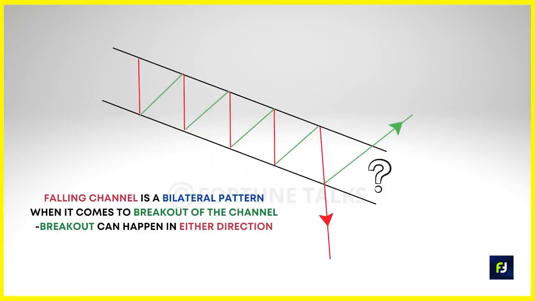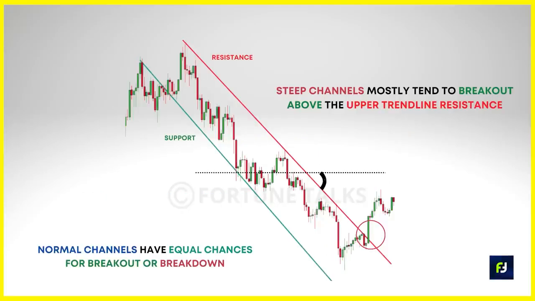When it comes to breakout trading, the falling channel is a bilateral pattern, indicating that a breakout can happen in either direction. But same as before, the slope of the channel to some extent gives us information on whether it will be a breakout or a breakdown. So a falling channel with a very high negative slope, or very steep price action, will most probably break out above the resistance trend line, while a channel with a medium or lower slope will have equal chances of breaking out or breaking down. Anyway, this is just an observation, but you should enter the trade only after the breakout has been confirmed.